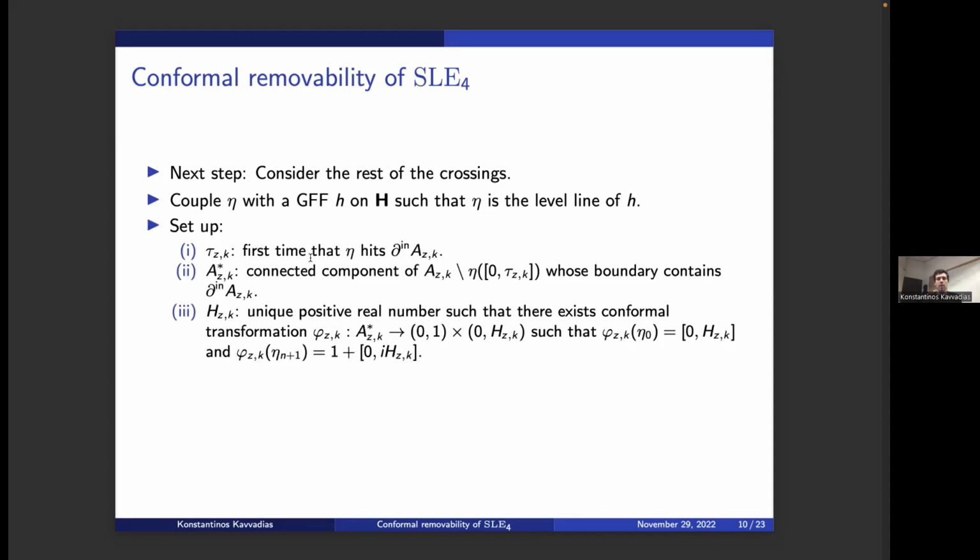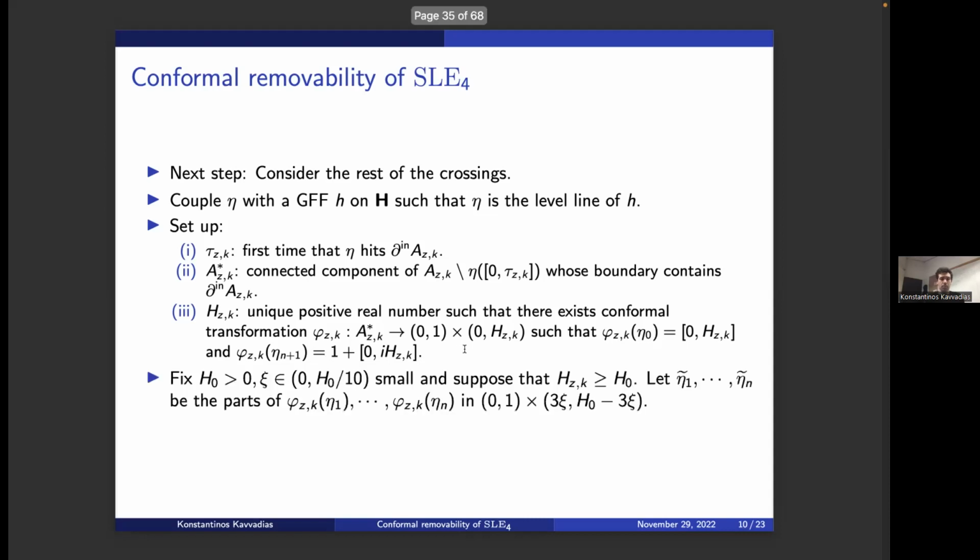So we consider tau zk to be the first time that it hits the inner boundary of the rectangle. And we consider the connected component of the complement of the first crossing, whose boundary contains the inner boundary of the rectangle. And then we take this picture and we map it onto a rectangle of size 1 by hzk. Here, hzk is a positive real number, but random. And we conformally map it such that the right side of the first crossing is mapped onto the left side of the rectangle, and the left side of the first crossing is mapped onto the right side of the rectangle. There's a unique transformation satisfying these properties.